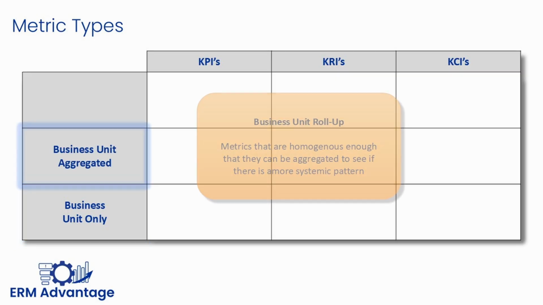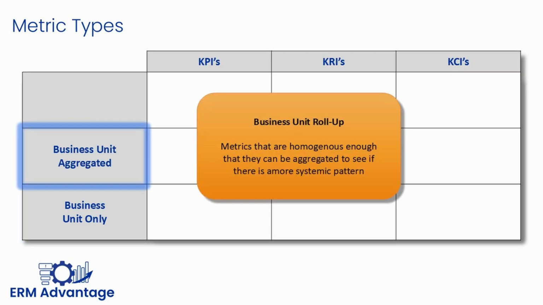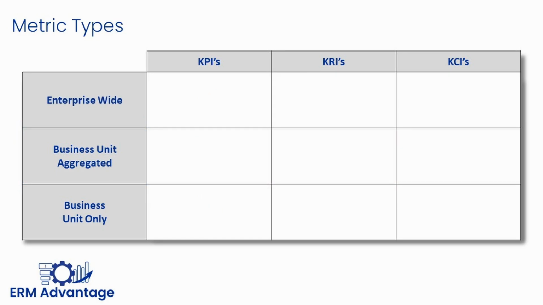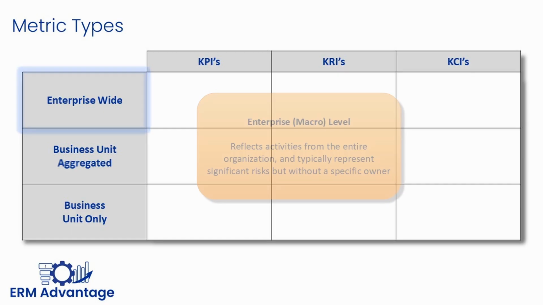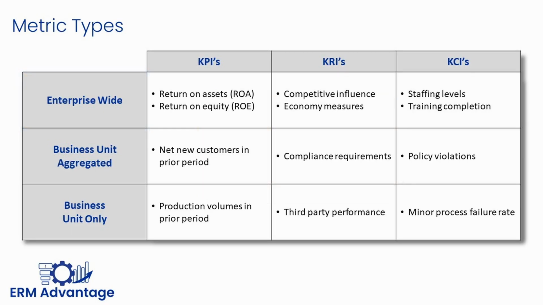Business unit, but aggregated metrics, values that are homogeneous enough that they can be aggregated to see if there's a more systemic pattern. And finally, macro level, which reflects activities from a broad part of the organization, if not the entire, and hence can represent potentially significant risks, but yet may not have a specific owner. Again, from the last video, I'm showing here some of the examples that we put for each of these buckets. If you want, feel free to pause here if you like, but we'll be getting into more examples as we go.